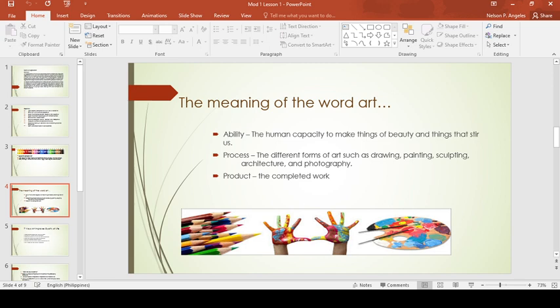So when we say the meaning of the artwork, this is the ability of human capacity to make things of beauty and things that stir us. And when we say process, the different forms of art such as drawing, painting, sculpting, architecture, and photography. And for the product, of course, the completed work that you've done.